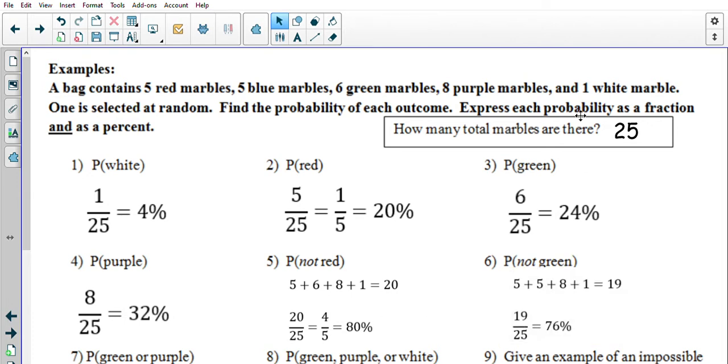Number 6, the probability of selecting a marble that is not green. We'll add up the colors that are not green. So that includes red, blue, purple, and white to get 19. 19 out of 25, take 19 divided by 25 to get 76%, or 0.76.